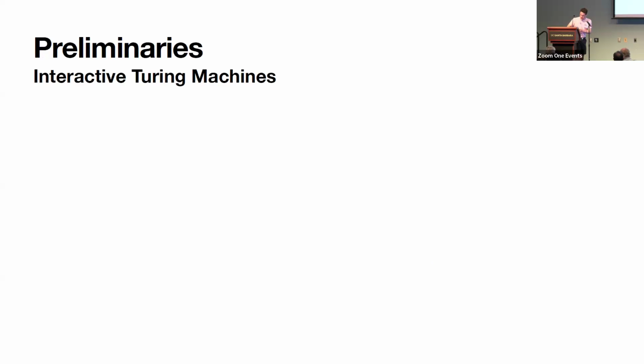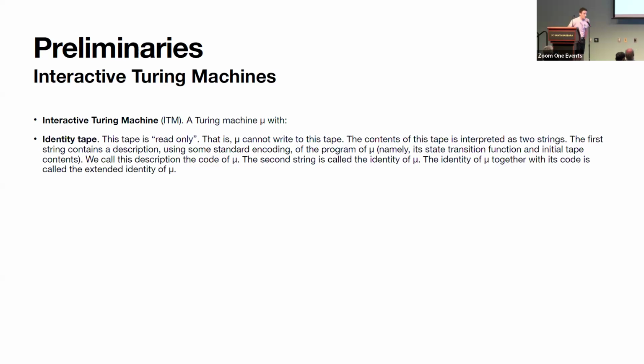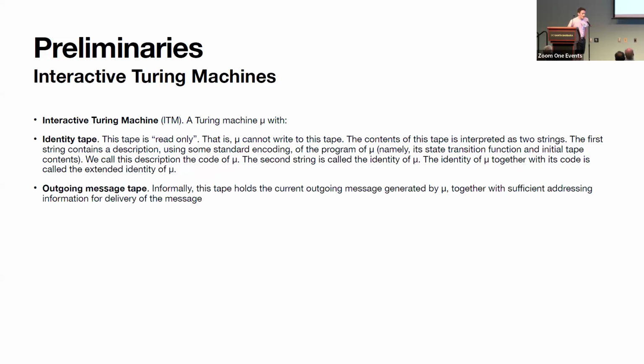Let's get started with Turing machines. An interactive Turing machine is essentially just a Turing machine like you know about, but it has some extra tapes and some extra instructions. So it has an identity tape. You can think of this as just an identity string and also a combination of the code. So the extended identity of an interactive Turing machine consists of both of those things. You have an outgoing message tape, which is, when Turing machines have to talk to each other, they write to this write-only outgoing message tape.